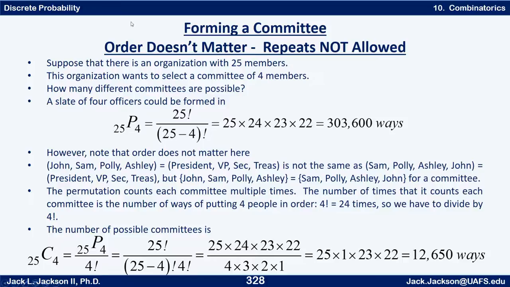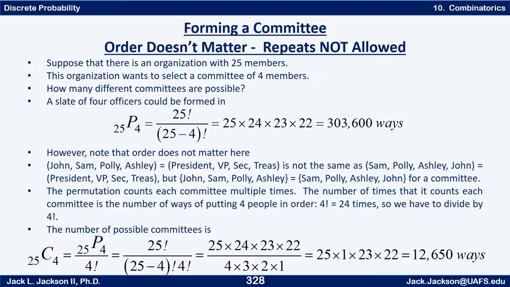So what we need to do is find this permutation, but then divide out by how many times we're double, triple, whatever, counting these committees. How many ways are you recounting the same committee? It's the same as the number of ways of ordering 4 individuals, which is just 4 factorial. So 25 choose 4, we're going to use the notation 25 choose 4 like this, nCk or 25C4, is 25 permute 4 divided by 4 factorial. One way we can think of it is 25 factorial over 25 minus 4 factorial times 4 factorial.